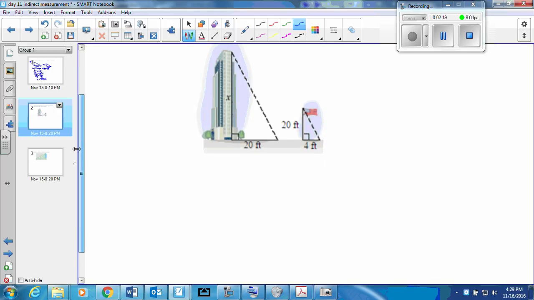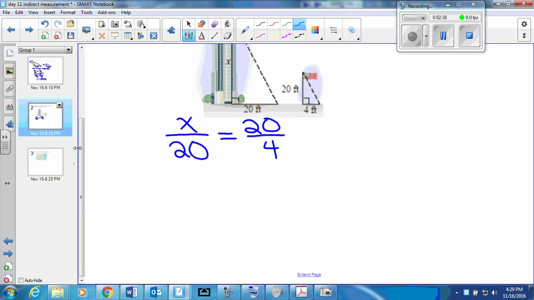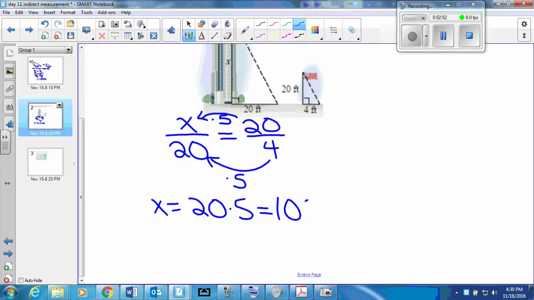So looking at my similar triangles, I can compare the height of the building to the length of its shadow. So x over 20 equals the height of the flagpole compared to the length of the flagpole shadow, which is 20 over 4. You could do cross products, or in this case, you could do scale factor. I would multiply 4 by 5 to get 20. So to find the value of x, I would multiply 20 by 5, and I get 100 feet.